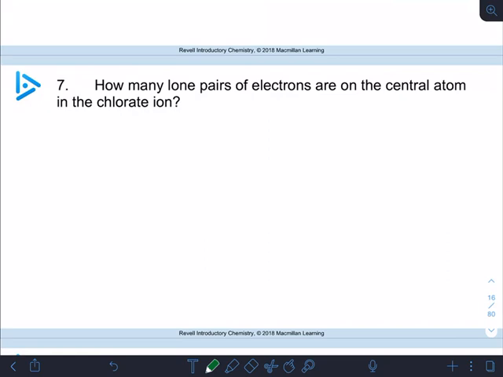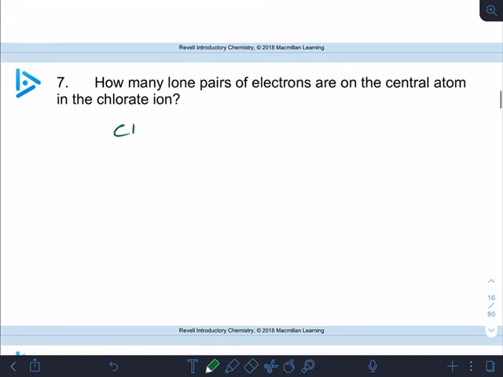All right, so how many lone pairs of electrons are on the central atom of the chlorate ion? Chlorate, hopefully everybody remembers, is ClO3 minus. Okay, so let's draw the Lewis structure for the chlorate ion. I'm going to give you time to pause and give it a shot.